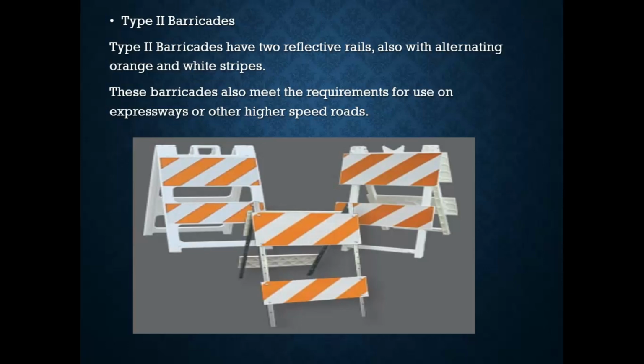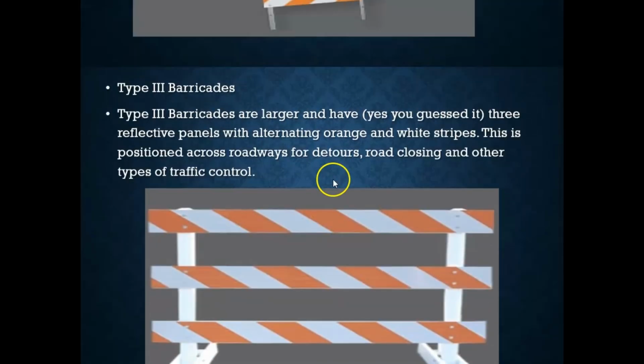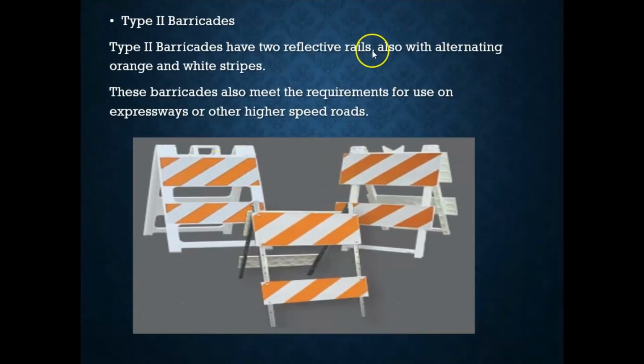The type 2 barricade has two reflective rails, which is quite different from what we have in the type 1. In the type 1, there is just one reflective rail. But the type 2 has two reflective rails, also with alternating orange and white stripes. Because the bottom portion of the barricade is also a reflective surface, this generally offers better visibility at night than the type 1 barricade.